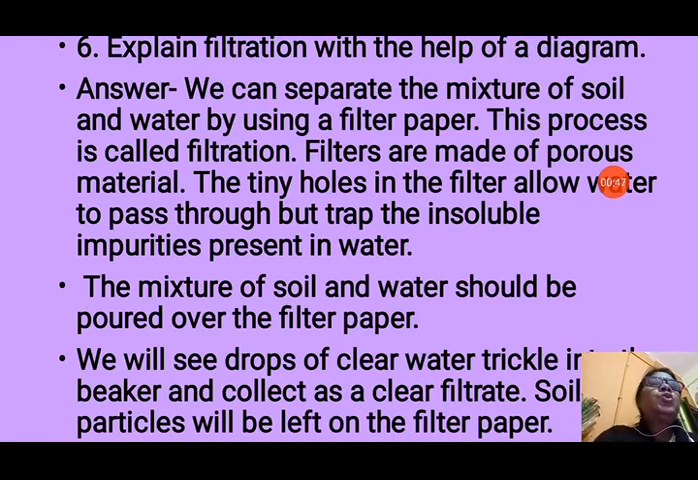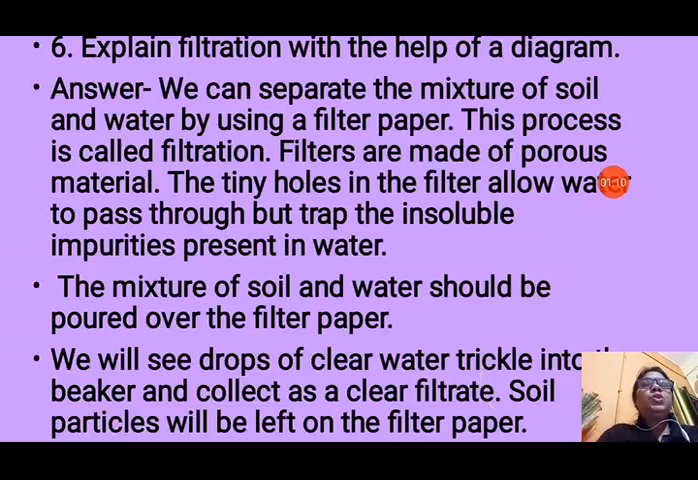Tiny holes are present in the filter. These holes are so tiny that they allow only water to pass through, but they trap the insoluble impurities present in the water. It does not allow any other impurities to pass. So, the mixture of soil and water should be poured over the filter paper. We will see drops of clear water trickle into the beaker and collect as a clear filtrate. Soil particles will be left on the filter paper.